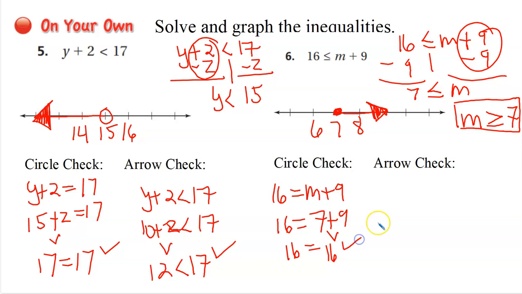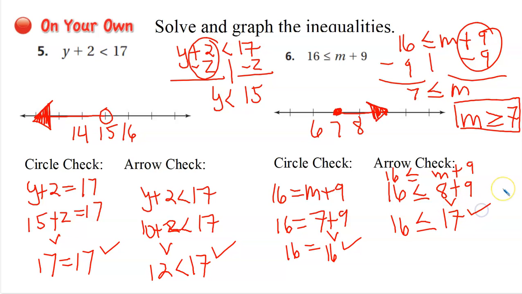Yes, it does. But we know there's more than one solution because it's all the numbers that are greater than or equal to 7. I'm going to choose 8. 16 is less than or equal to 8 plus 9. Oops, I forgot to write the inequality. And when I do the math, I get 16 is less than or equal to 17. That is true. Okay, so good luck with your homework today. That's it for the video.